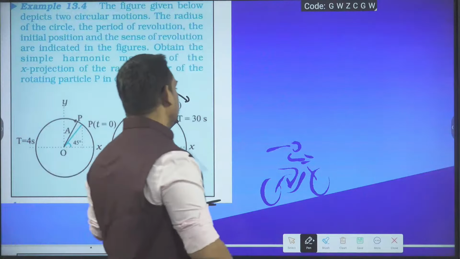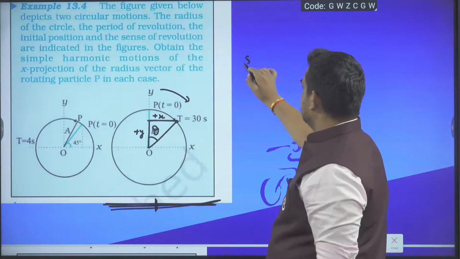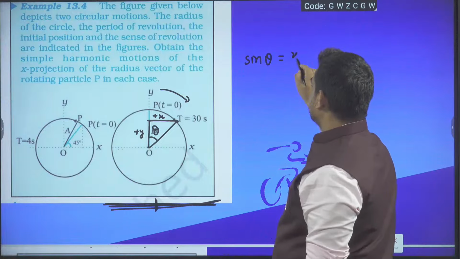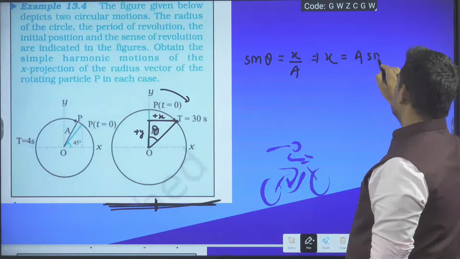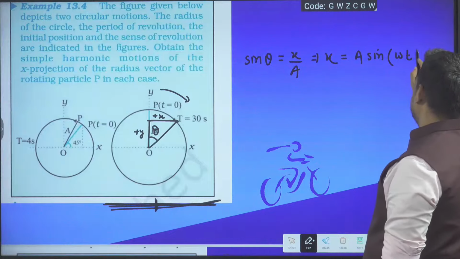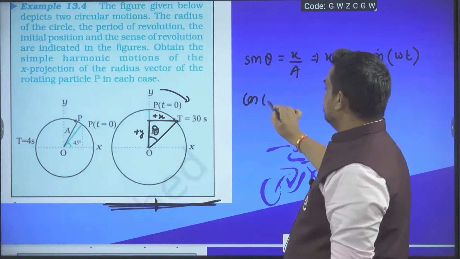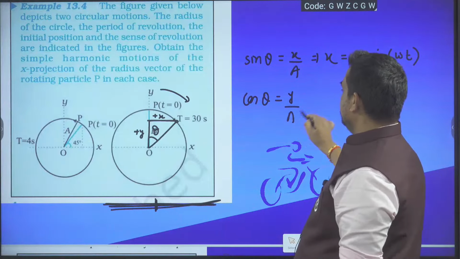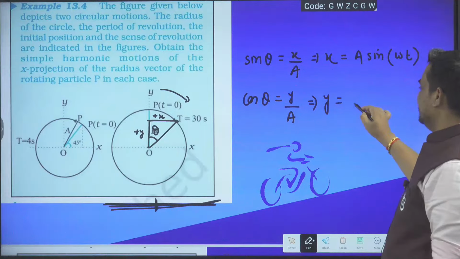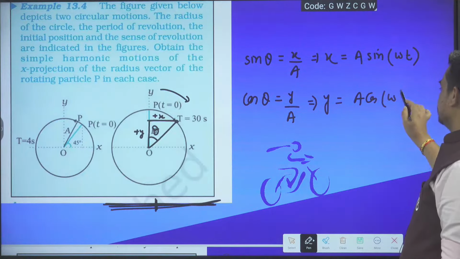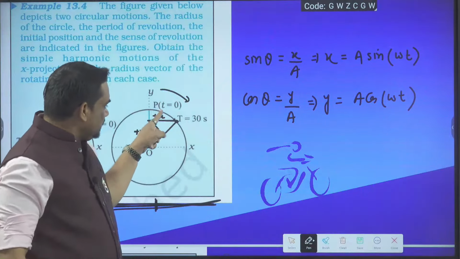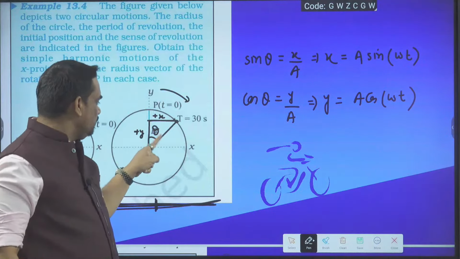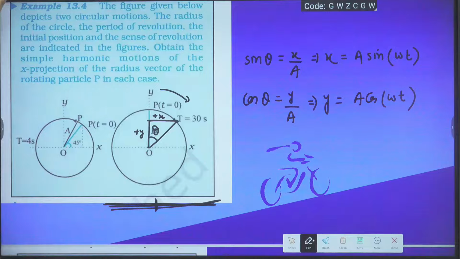Now we say theta will be omega t. So we can write sine theta equals x by a. From here we can say x equals a sine theta, and theta is omega t. Cos theta we can write as y by a. So y will be equal to a cos theta, which is omega t. So starting from here, it will come to this point. So how much will it move? Omega t. Clear? The same way you will do this also.